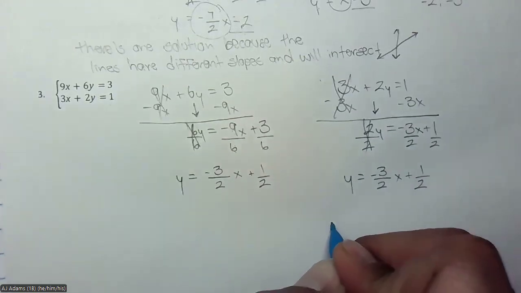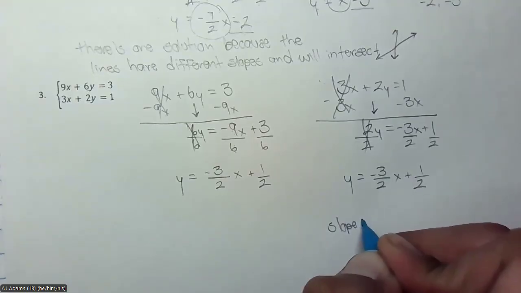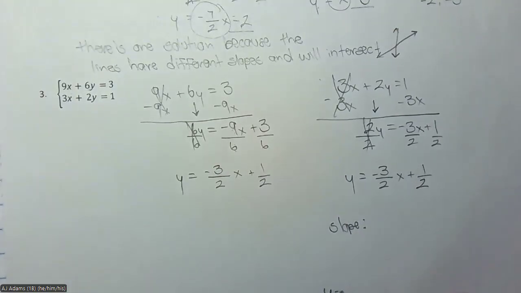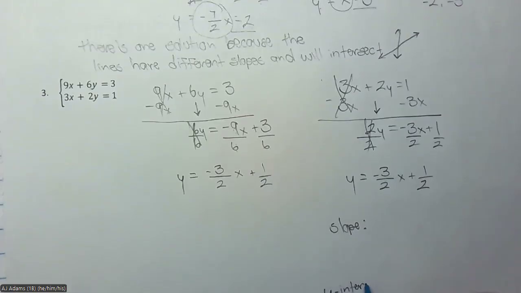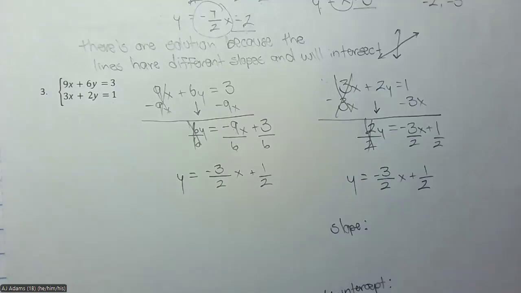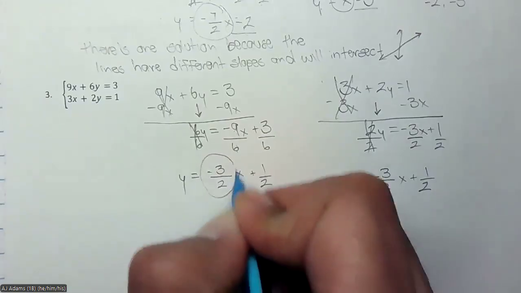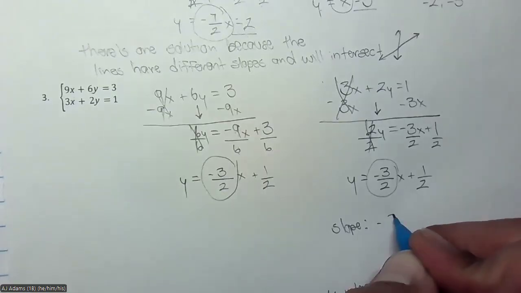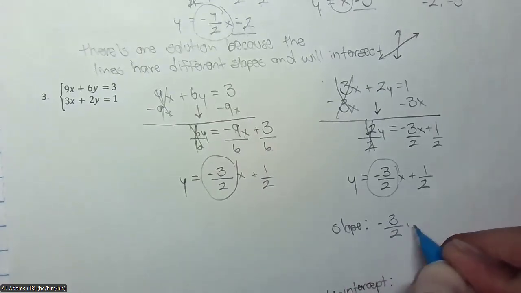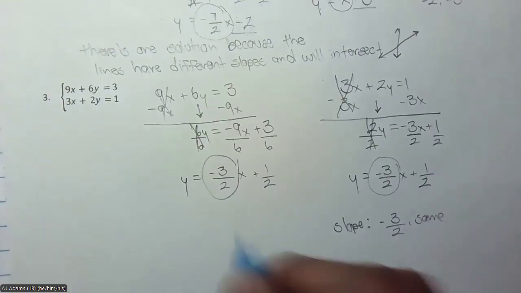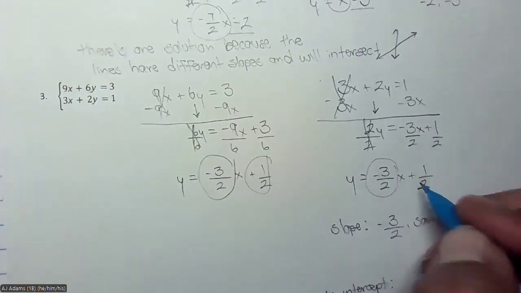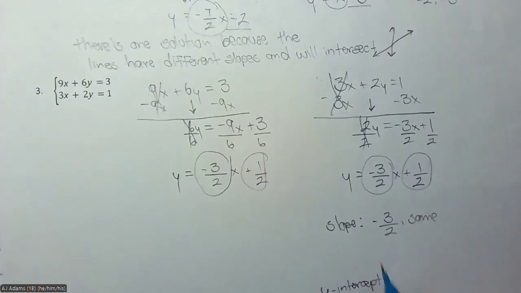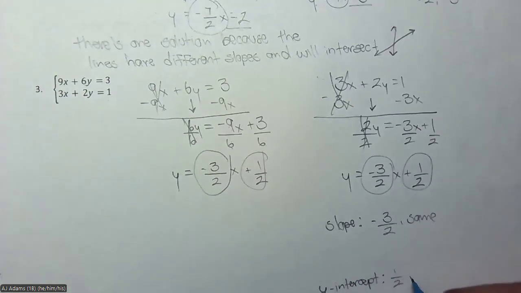And we'll do what we did before, which is write slope so we can record our slopes, and write y-intercept so we can do the same thing. The slope for the first equation is negative 3/2. The slope for the second equation is negative 3/2. They're the same. And the y-intercept for the first equation is 1/2, and the y-intercept for the second equation is 1/2. They are the same.